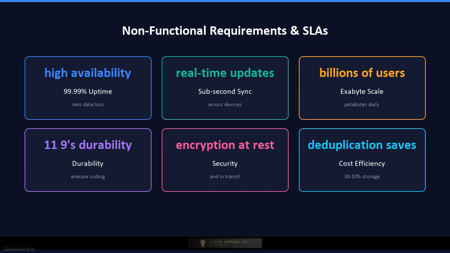Data durability is non-negotiable. Files must never be lost, requiring multiple replicas and erasure coding. Security is paramount. Files must be encrypted at rest and in transit, with proper access controls and audit trails. The system must be consistent. Users should see the same file state across all devices. Cost efficiency matters. Google needs to minimize storage costs through deduplication and compression. And finally, the system must handle network variability gracefully, from fiber to 3G connections.